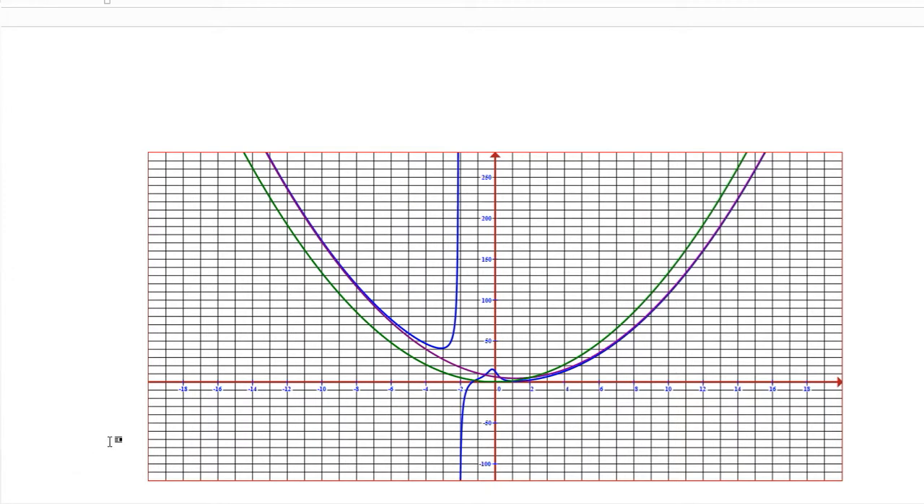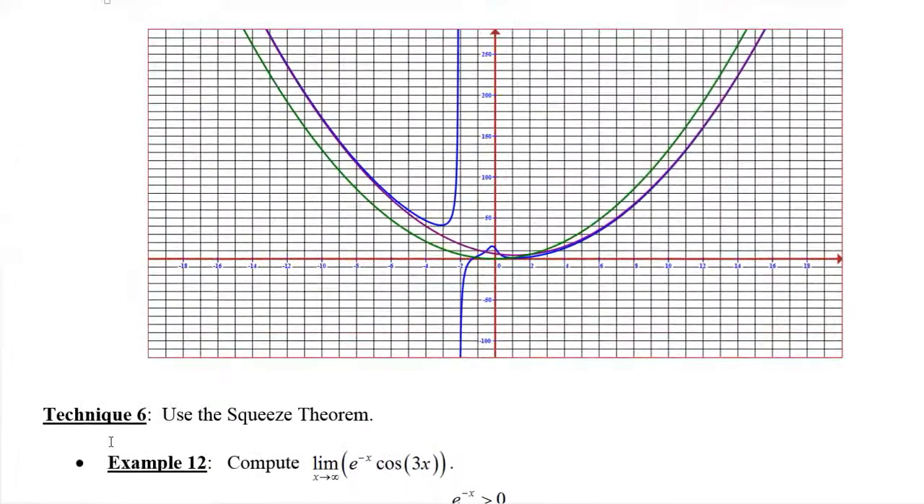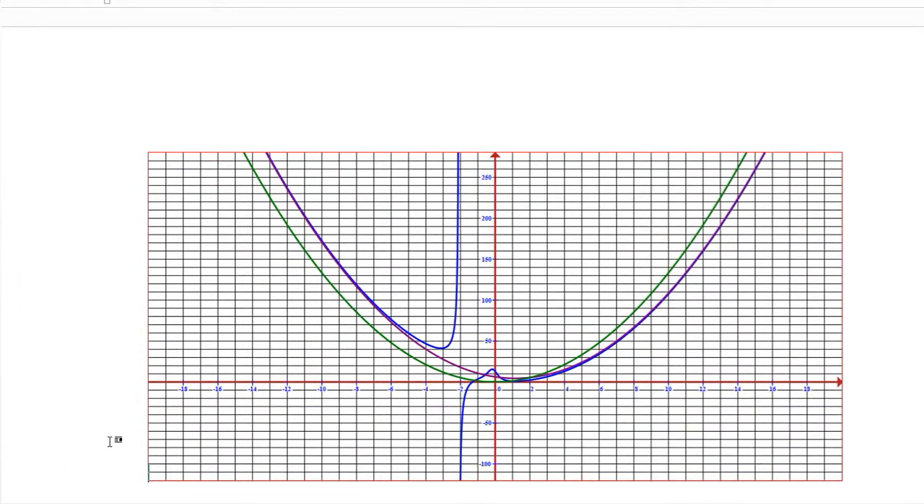Okay, so that shows you what we can do with that. We'll come back and look at the next video and look at squeeze theorem in action.